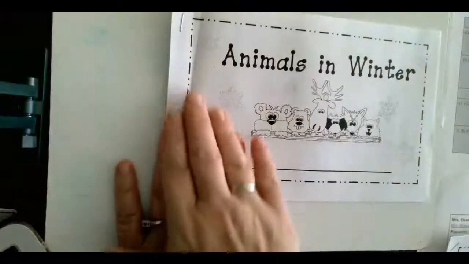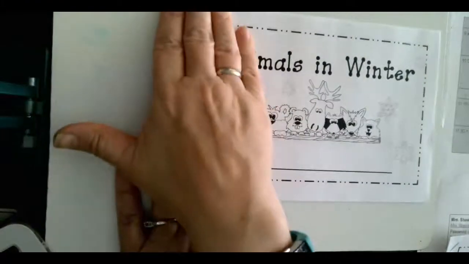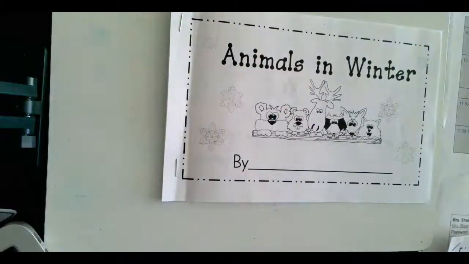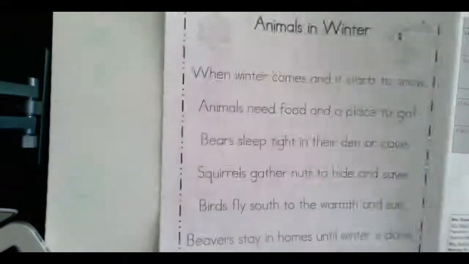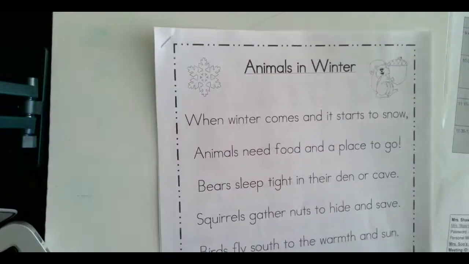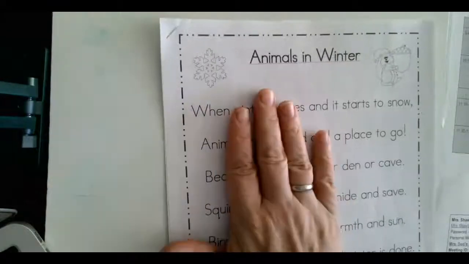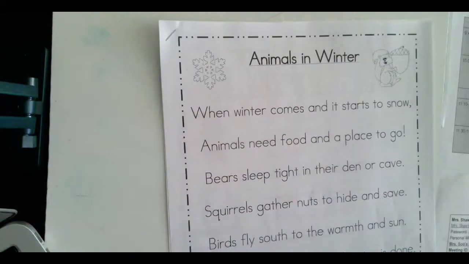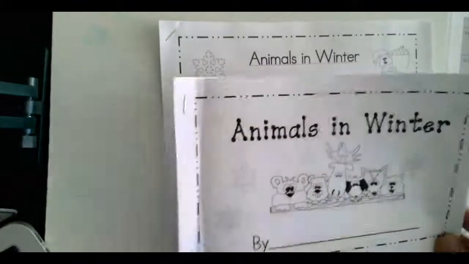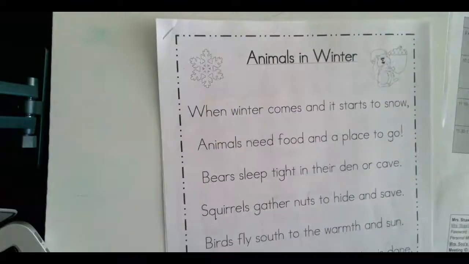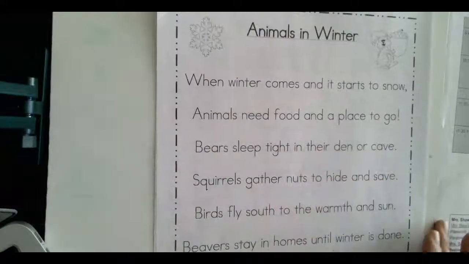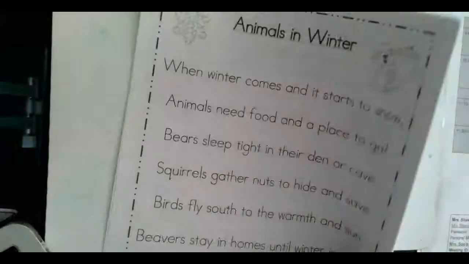I'm not going to read it with you, but I just wanted to explain what it is and why I included it. The next thing that I included was this packet called Animals in Winter. This piece of writing is the same as this book. It's just in a different form. So you have little book form and you just have a piece of paper with it. But what you're going to have to do is fix some sentences.